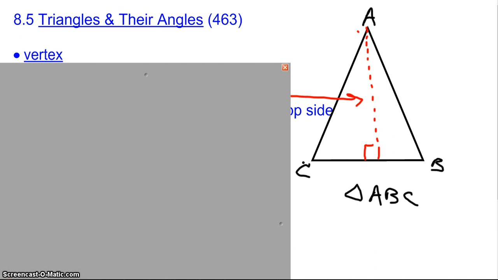Okay, so the first word we need to all really understand well is the word vertex. So what do you think a vertex is? Or could you name a vertex in this image that you see here? Anybody name a vertex here? Sabrina? A, good. Okay, A is a vertex.